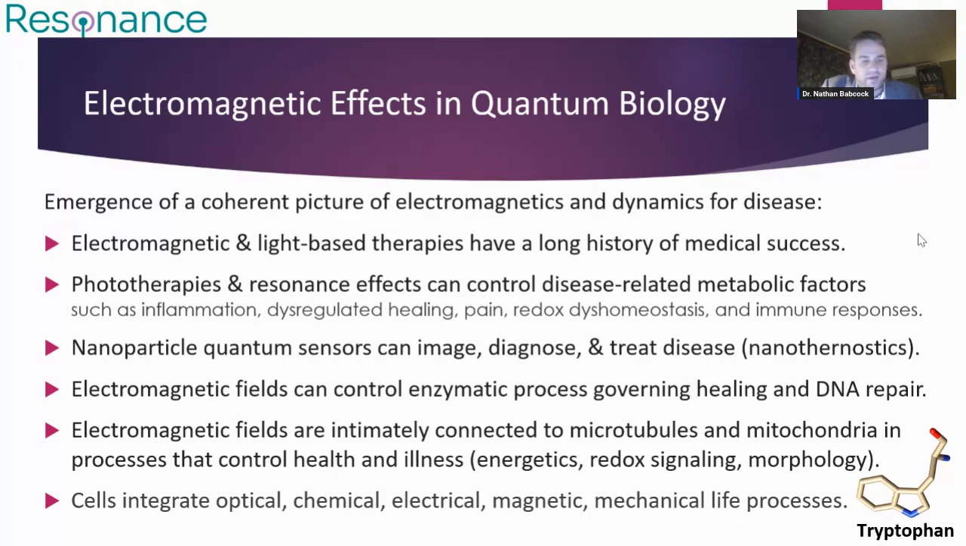Now, we know through research that electromagnetic fields can control enzymatic processes that govern things like healing and DNA repair. And electromagnetic fields are intimately connected to microtubules and mitochondria in processes that control health and illness. These include energetics, redox signaling, and morphology. Now, what is most interesting to me is that cells, through the microtubule network, through the mitochondrial networks, can integrate chemical, electrical, magnetic, mechanical, and it is increasingly being shown even optical processes.